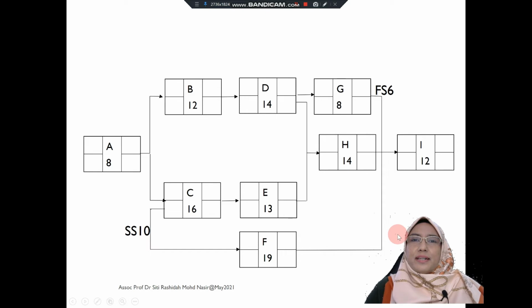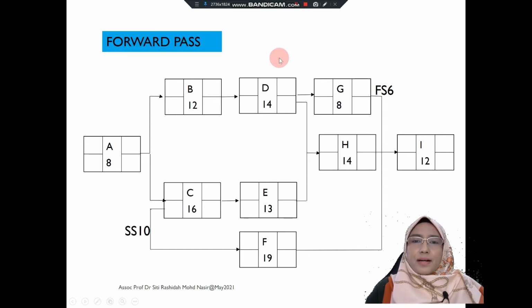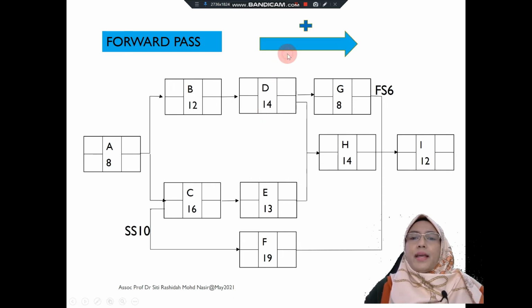In order to determine the early start, early finish, late start, late finish, we need to conduct the forward pass and backward pass. So let's do the forward pass first. As you know, forward pass is from the left side of the diagram to the right side of the diagram, and you need to add the duration. We start the activity A with 0. 0 plus the duration is 8. 8 for activity B, early start for activity B, plus 12 is 20. 20 plus 14 is 34. 34 plus 8 is 42.